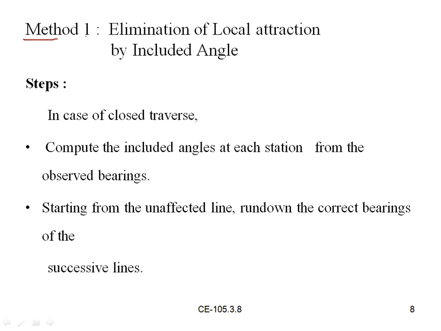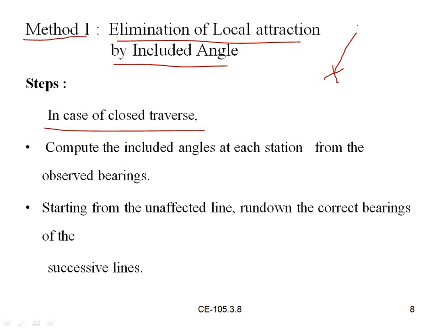So first of all, see method 1, elimination of local attraction by included angle method. Suppose in case of a closed traverse, you know how the closed traverse is drawn. So this is our closed traverse. We can see the diagram. So this is the diagram. A closed traverse will be totally with a closing area.